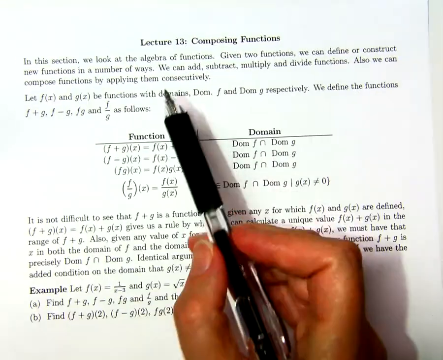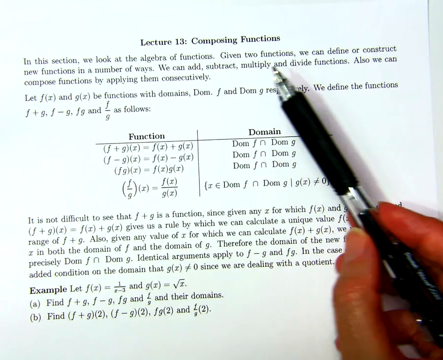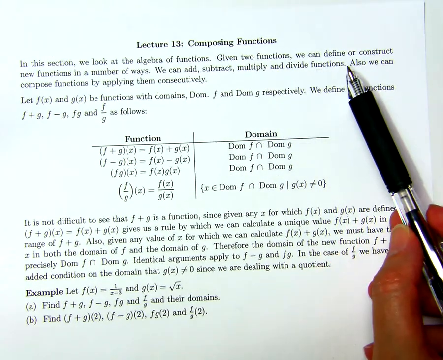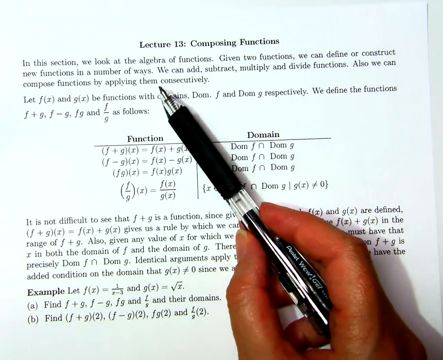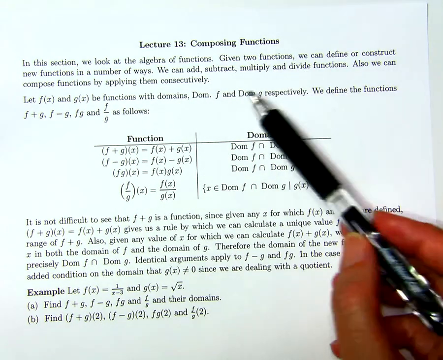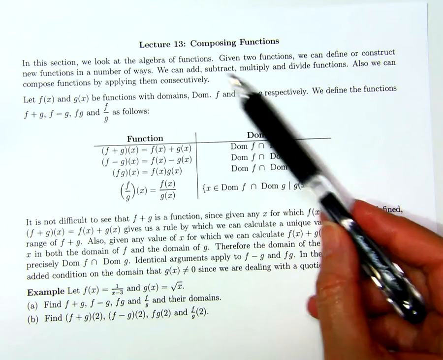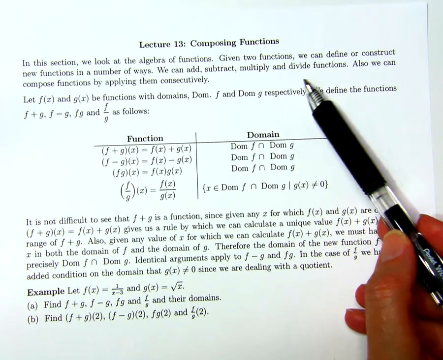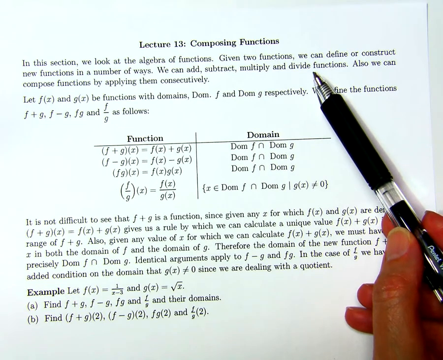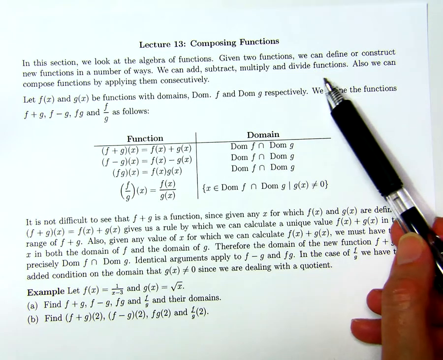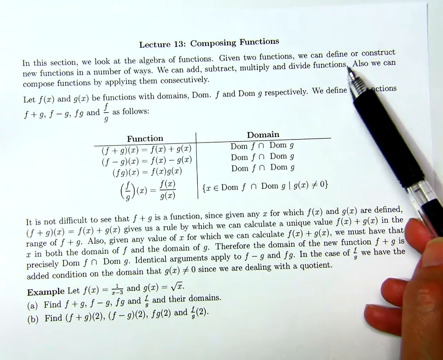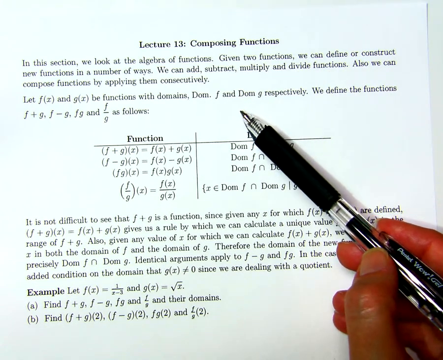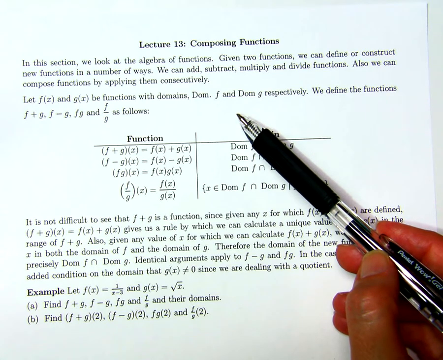In this section we're going to look at the algebra of functions, and given two functions we can define or construct a number of new functions in a variety of ways. We can add the functions, we could subtract them, we could multiply them, and we could divide them. So the mechanics of all of these constructions are given below. For each of these constructions we specify a domain for the new function.